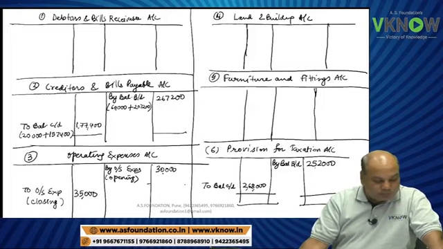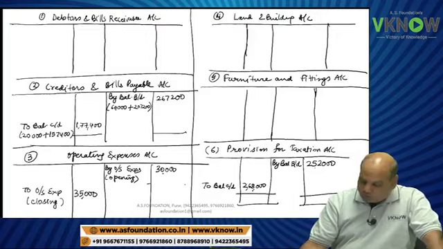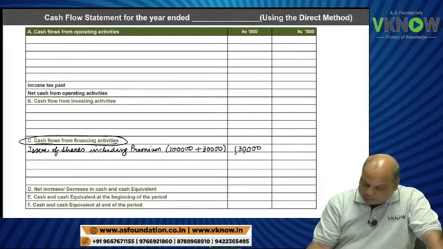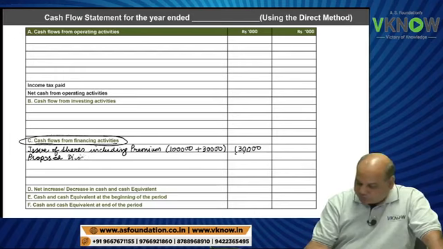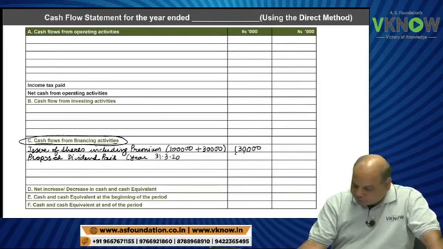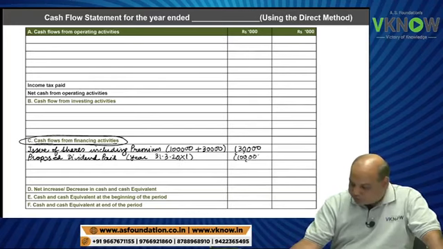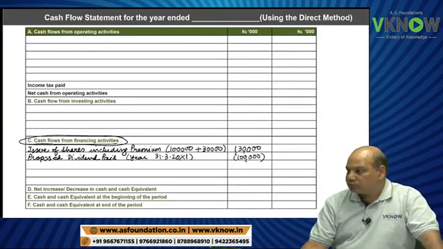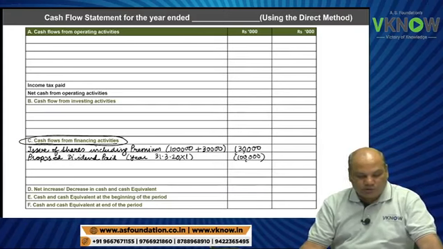Proposed dividend of last year 1 lakh has been paid. So you come to financing activity. In financing activity, write down last year proposed dividend paid, in bracket year 31st March 20x1. This 1 lakh rupees has been paid.